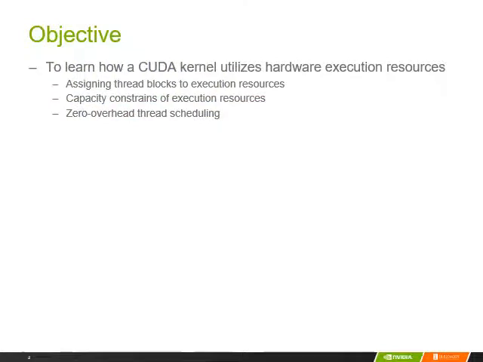The objective of this lecture is for students to learn how a CUDA kernel utilizes hardware execution resources. We're going to learn how the hardware assigns thread blocks to execution resources. We're going to learn about the implications of capacity constraints of execution resources. And we're also going to learn about zero overhead thread scheduling in GPUs.